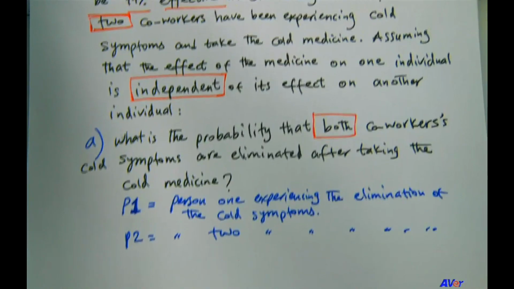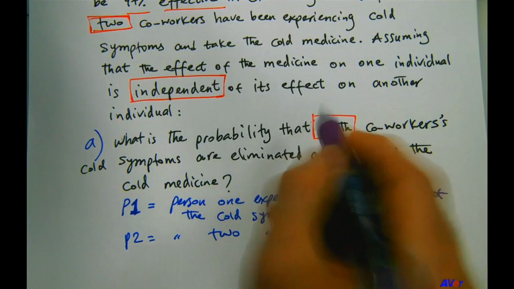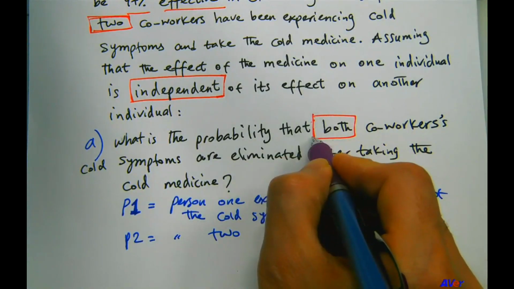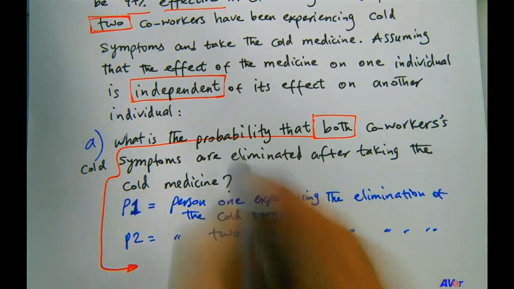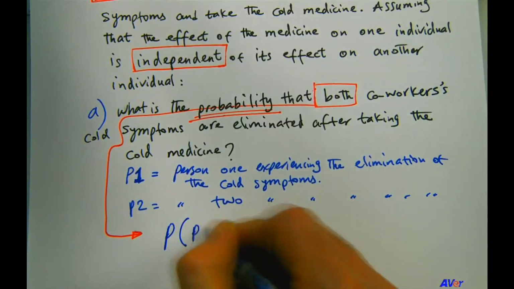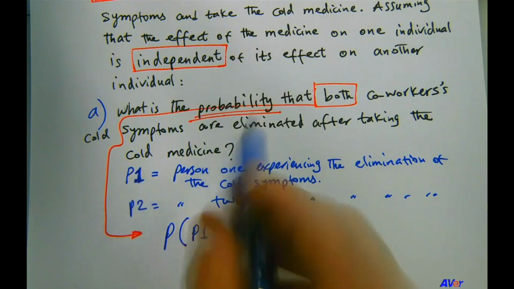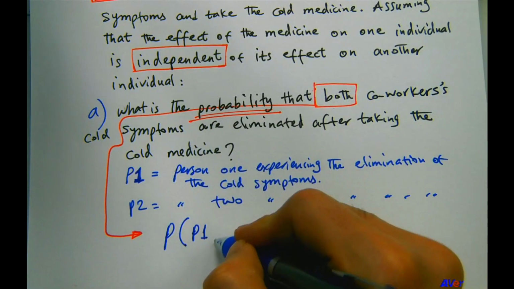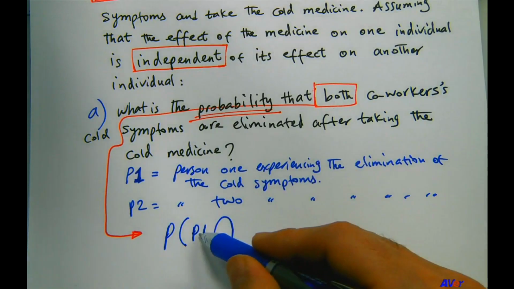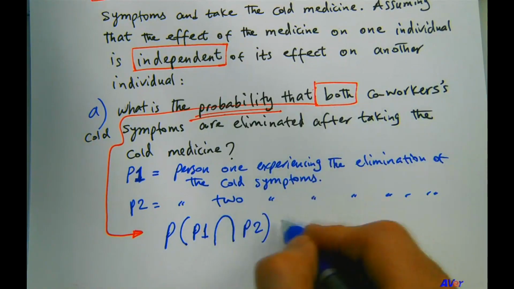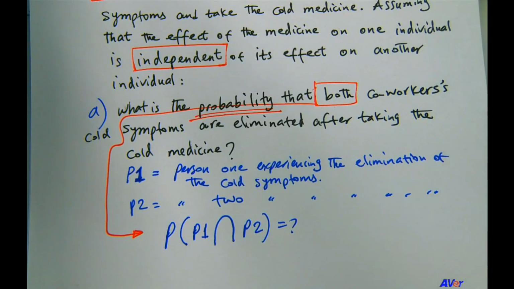The next thing, as I said earlier, is to try to come up with a symbolic interpretation of the words that you see in the problem. So in this case, the word both translates, and notice the word probability also, the probability that both. In effect, we are being asked to calculate the probability that the first individual, or person 1, and this both means this individual and that individual, right? So that translates into this notation: probability that person 1 and person 2, that means both co-workers, are experiencing the elimination of the cold symptoms.